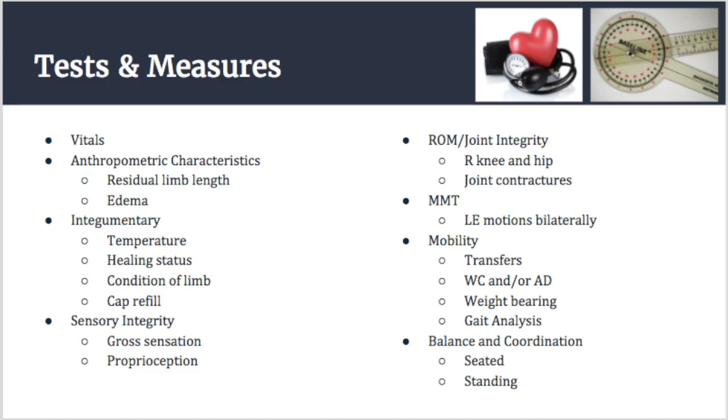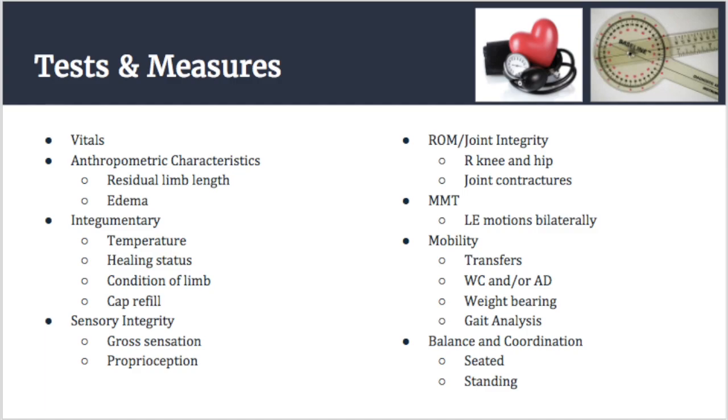For the condition of the limb, there's edema. Is it conical? Is it firm? Is the skin clear? We want to check his sensory integrity and check for proprioception since we don't know the exact cause of his amputation, and also when he gets fit with a prosthetic device, then we will want to be able to know if he can feel it or not.